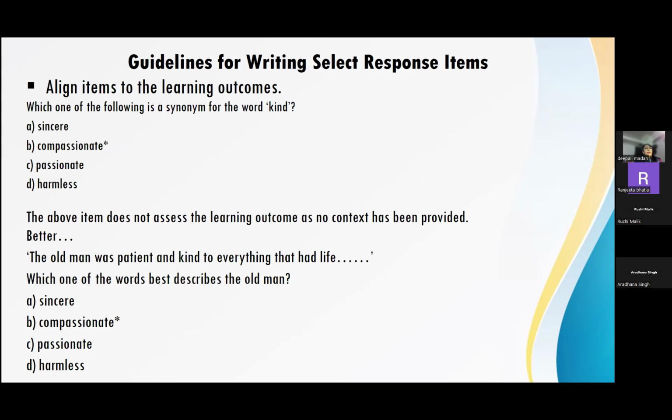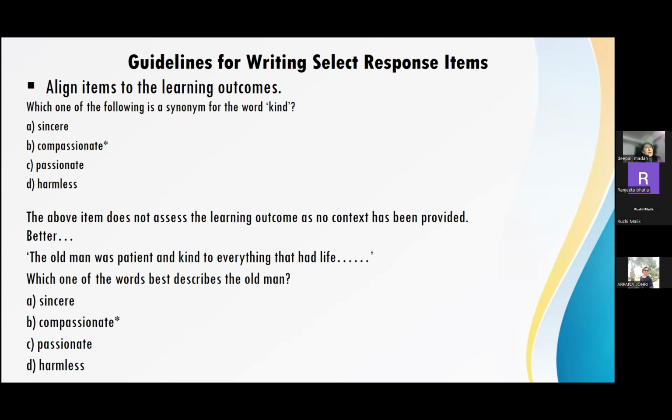So if you look at these guidelines on how to write select response items. Now, MCQs are also called select response items because they are selecting the answers in this. They don't have to write answers on their own. Now, firstly, they have to align the items to their learning outcomes. So we have discussed earlier also, the teacher has to have very clearly in her mind what domain she's testing and what are the learning outcomes that she wants to achieve.